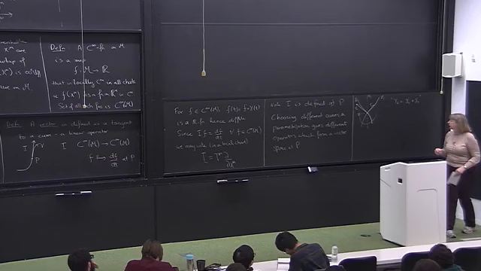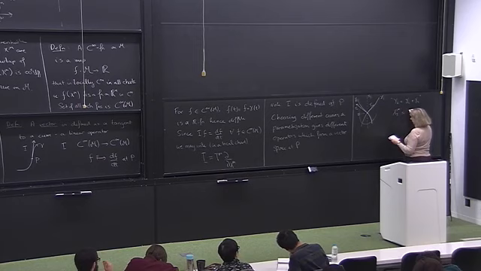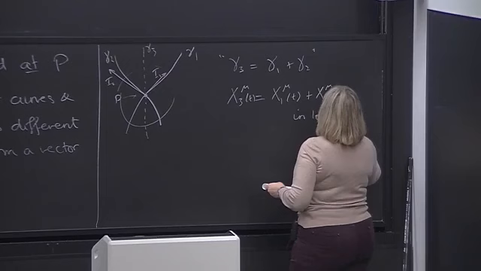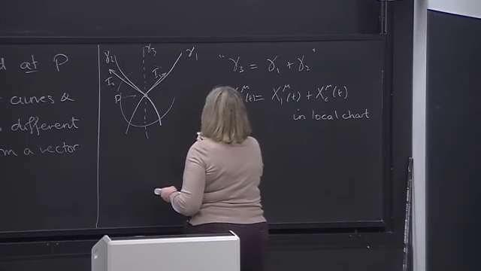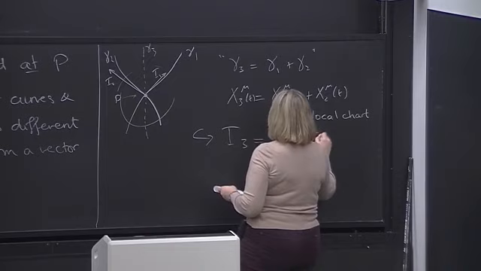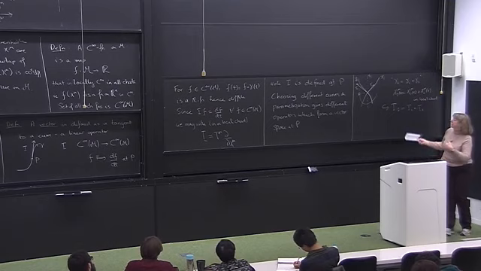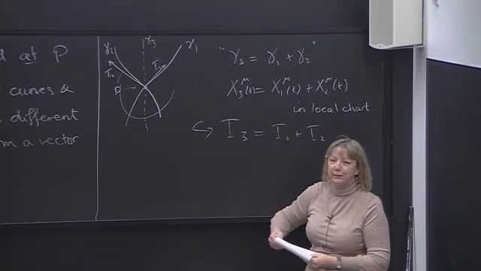And so my local chart, if you like, x3 mu would then be x1 mu of t plus x2 mu of t in a local chart. That's how I would define that, and then I would transport that back up. And so I get that t3 is t1 plus t2. So that's how I add up my vectors. We won't ever do this again, but this is technically how you would do it.